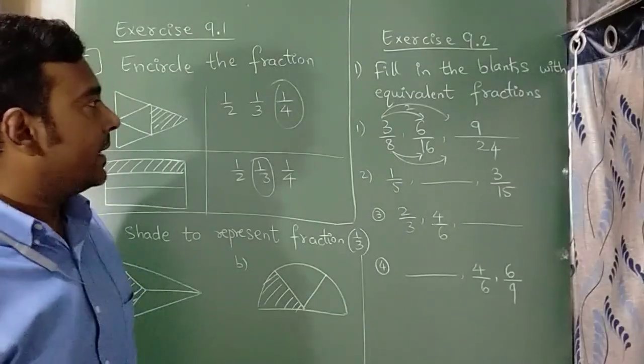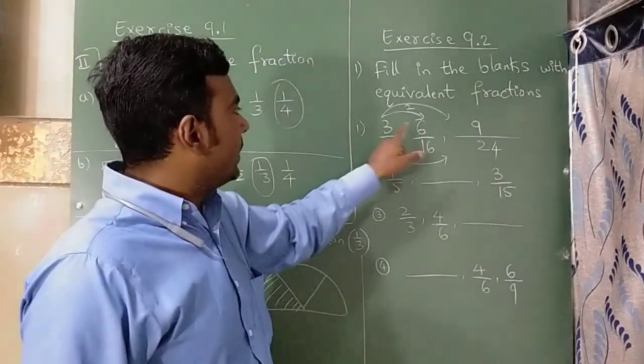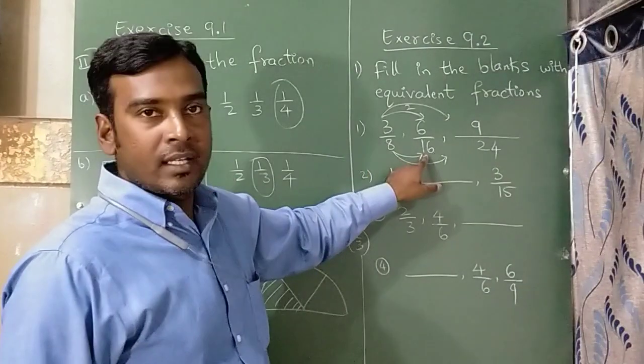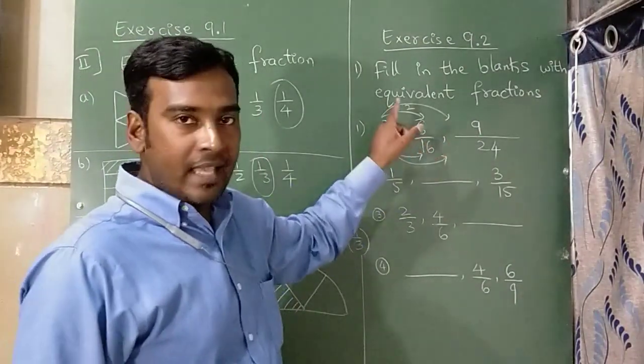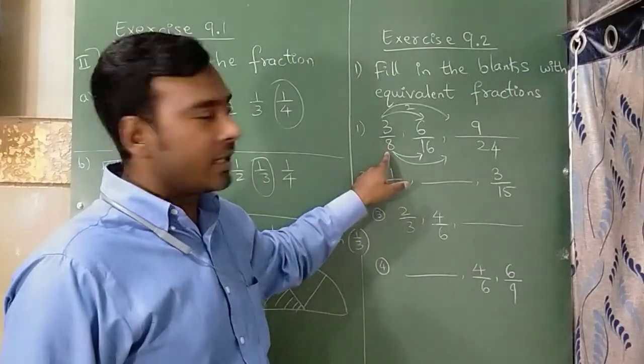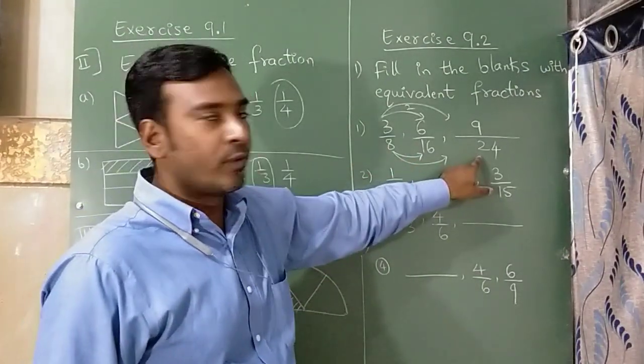I hope you are understanding. Now let me explain once again. 3 2's are 6, 8 2's are 16. Okay. Now 3 3's are 9. The same number you need to multiply with the denominator. That is 8 3's are 24.